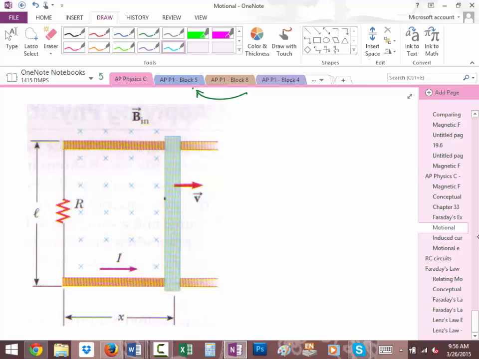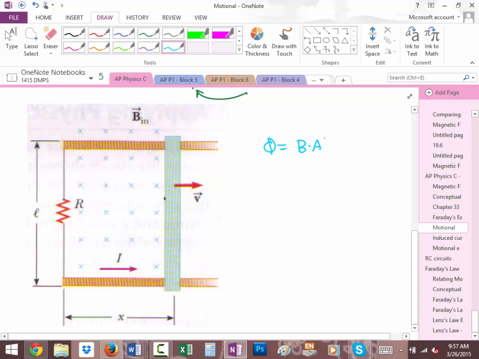Oh, there it is changing. So yeah, it's increasing, getting bigger. Remember, flux is B times A, right? B isn't changing, but A is, and if A is changing, then by golly, the flux has got to be changing. So the flux through this loop is getting bigger.